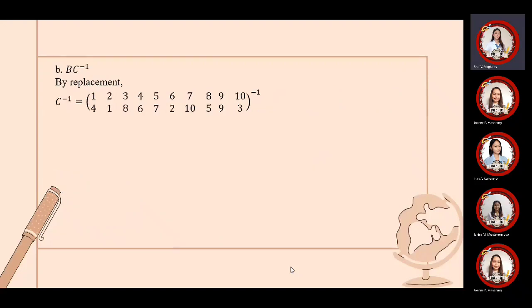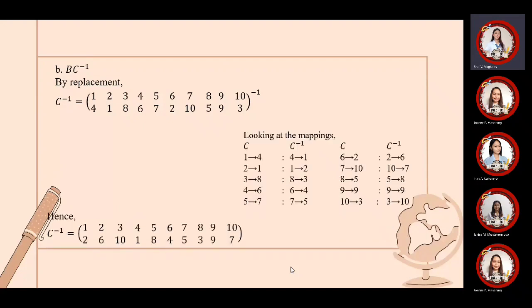So for letter B, the inverse of C. By replacement, and then by looking at the mappings, the inverse of C is equal to 1 maps to 2, 2 maps to 6, 3 maps to 10, 4 maps to 1, 5 maps to 8, 6 maps to 4, 7 maps to 5, 8 maps to 3, 9 maps to 9, and 10 maps to 7.